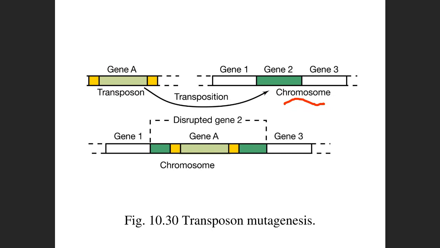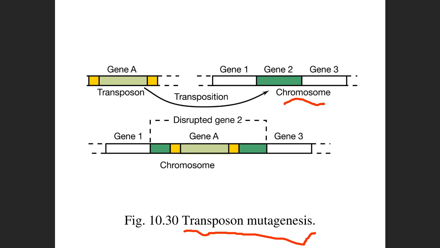Does gene 2 remain intact? No, typically it interrupts gene 2. Because it's long enough, it interrupts the transcription, so you don't have gene 2 at all. You just lost the gene. And why is that important? We took advantage of this knocking out of genes, and we use transposons to do mutagenesis.